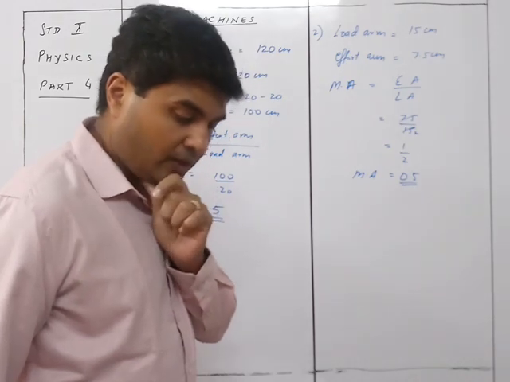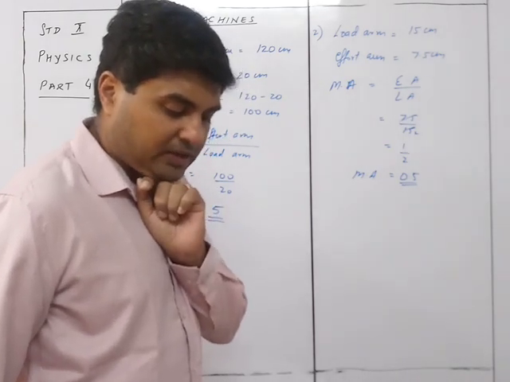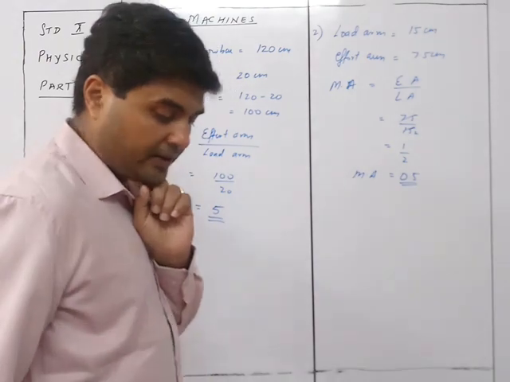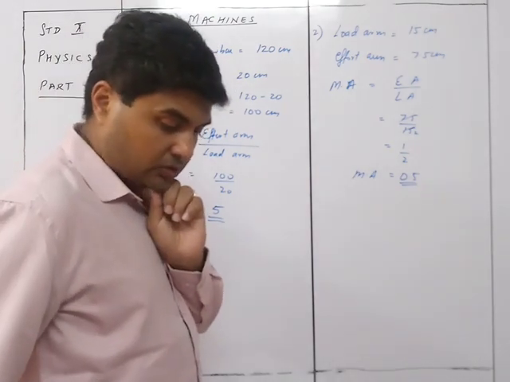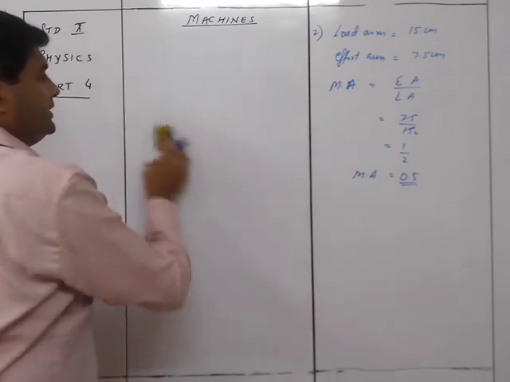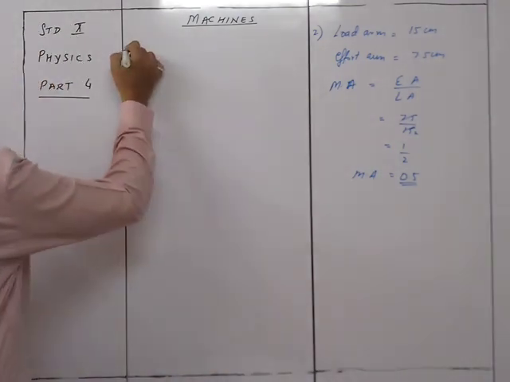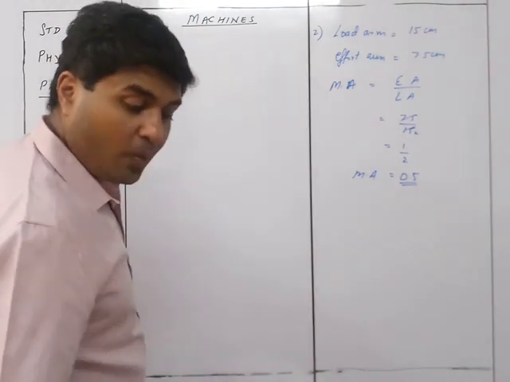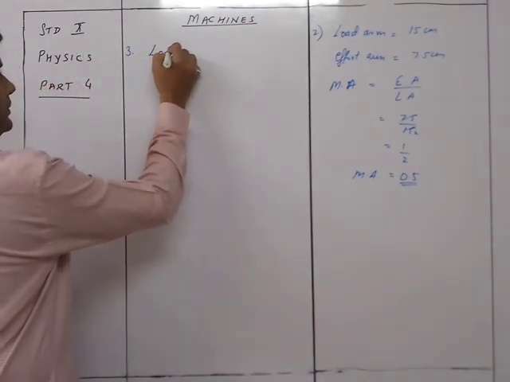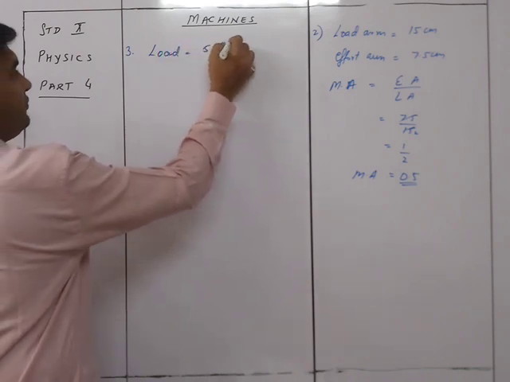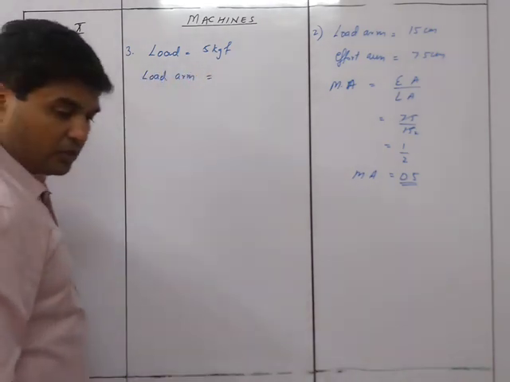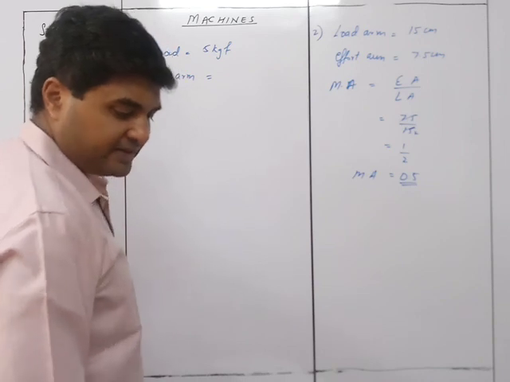Third one: a force of 2 kgf is required to cut a metal sheet. A shears used for cutting the metal sheet has its blade 5 cm long and its handle 10 centimeters long. So we will see this one now. The data given to you is this way. The force required is 5 kgf. That means the load is 5 kgf. So load is equal to 5 kgf. Load arm, that is the size of the blade, is given to you as the blades are 5 centimeters long.